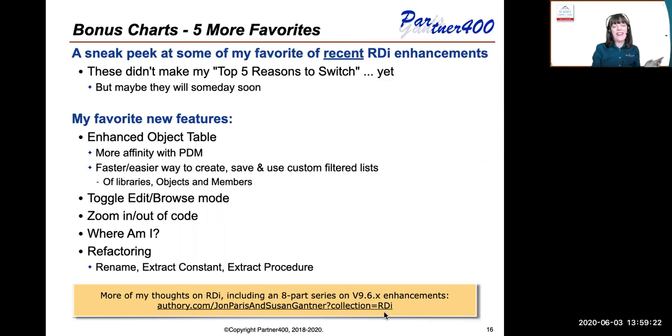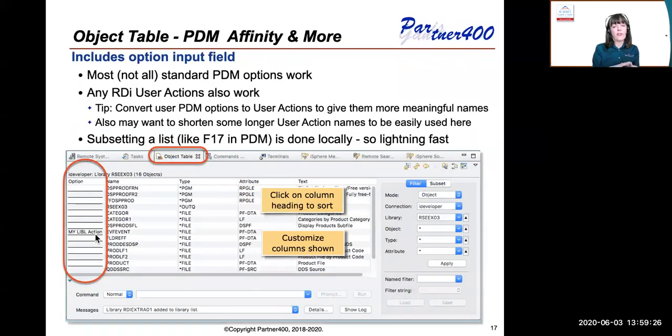So the enhanced object table, let me just switch to the chart so you can see it. We've had the object table in RDI forever, but a lot of people didn't use it. You probably even closed it, perhaps. At least I found a lot of people have done that. So you might want to open it up again, because the object table has a lot of new features that have been added, and it keeps getting better and better with each release.